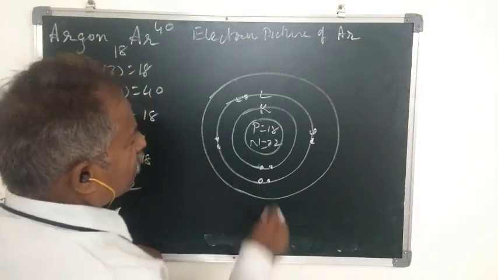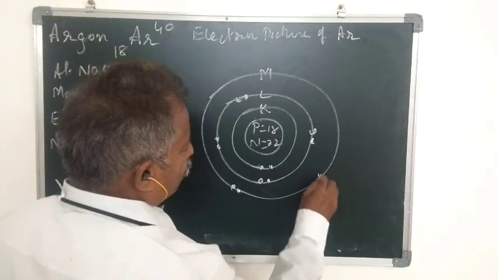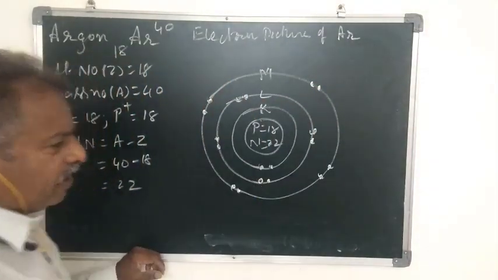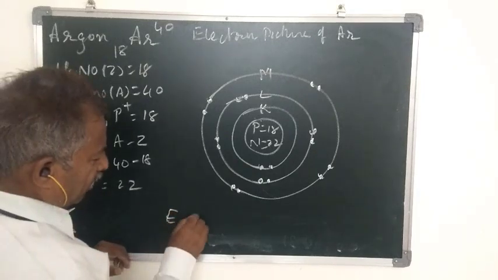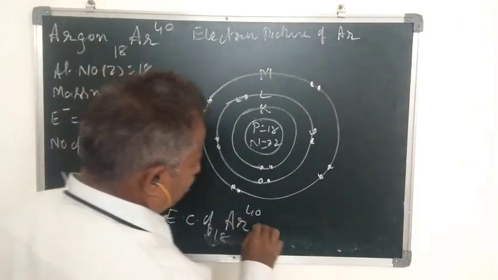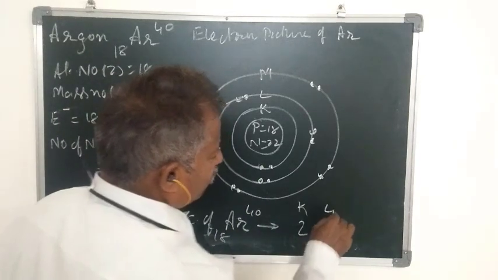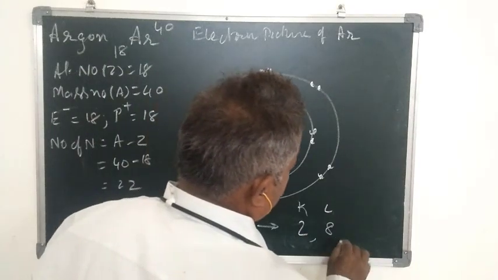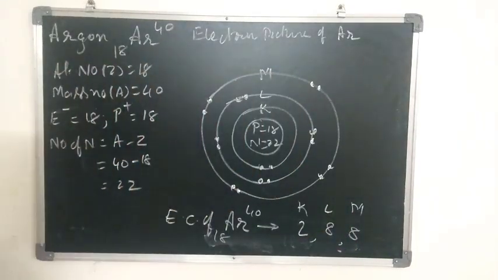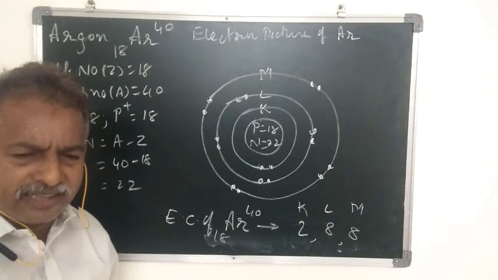third shell. What is the third shell? M shell. 1, 2, 3, 4. 4 to 8. Right. Now, electronic configuration of argon. 18 electrons: first shell 2, second shell 8, and third shell 8. So this is 2, 8, 8. So electronic configuration of argon is 2, 8, 8.